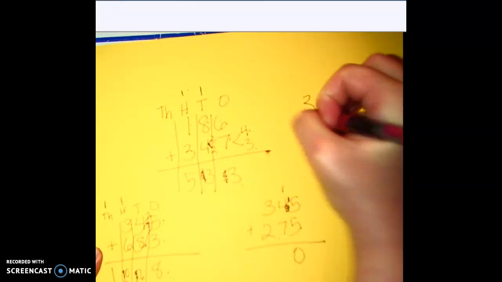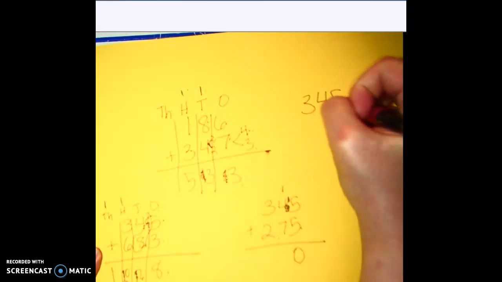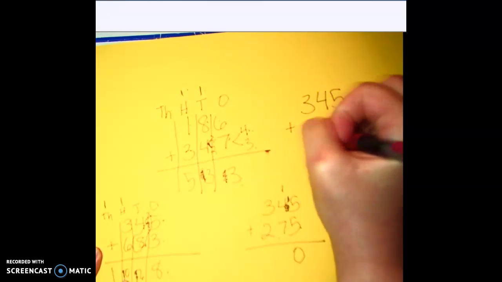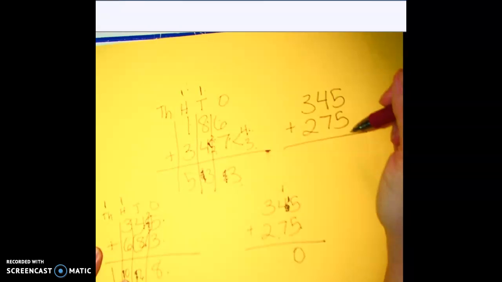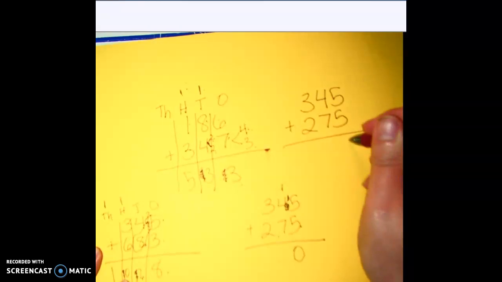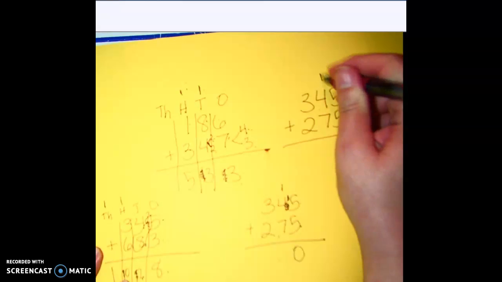Oops, you definitely can't see that. Okay, let me write that again. I don't like the way that looks. 345 plus 275. Okay, so this and this go together to make 1 ten, right? So when I make that 10, I have 0 ones and 1 ten.